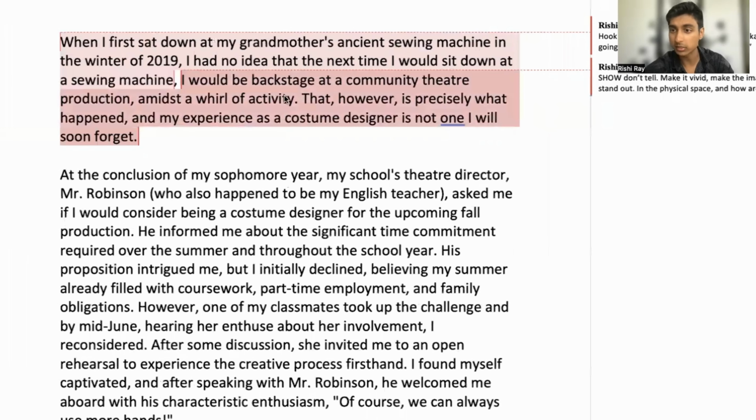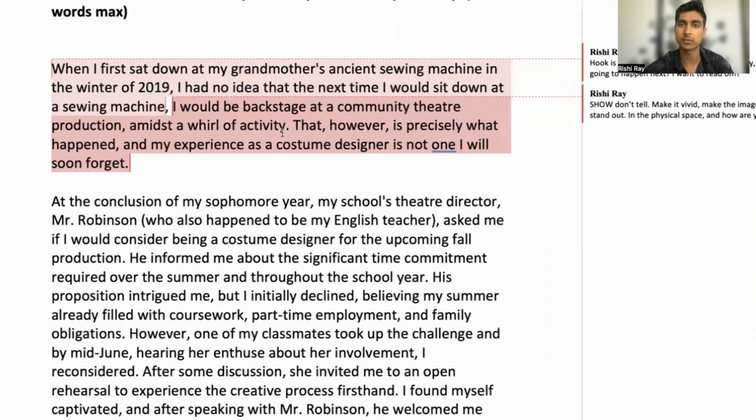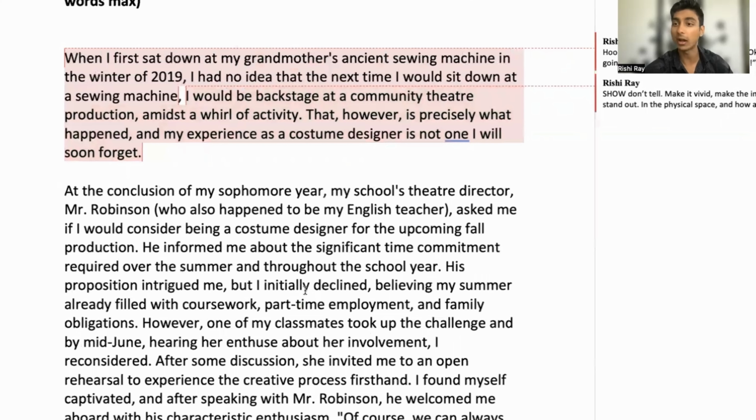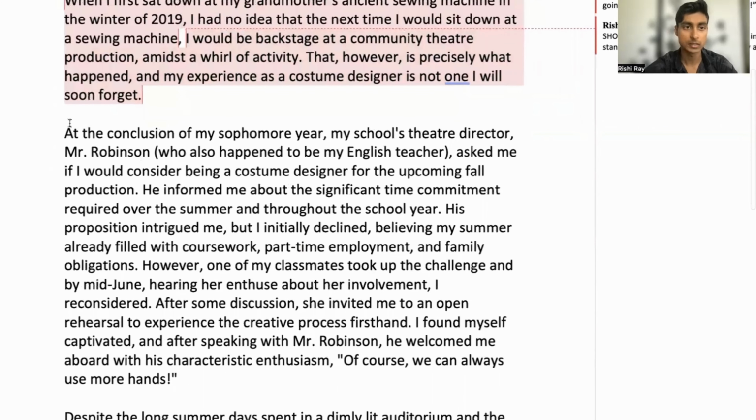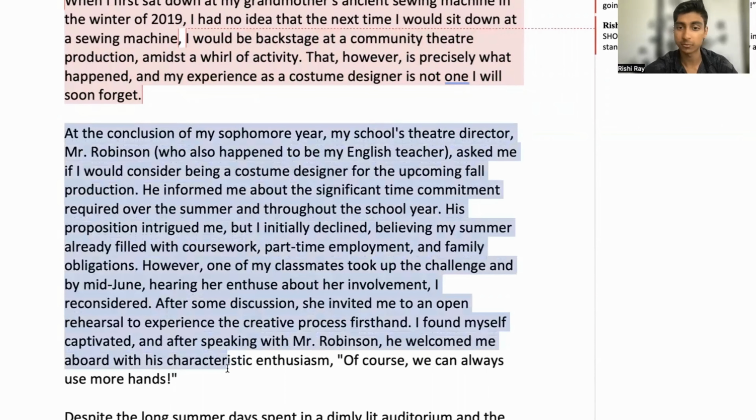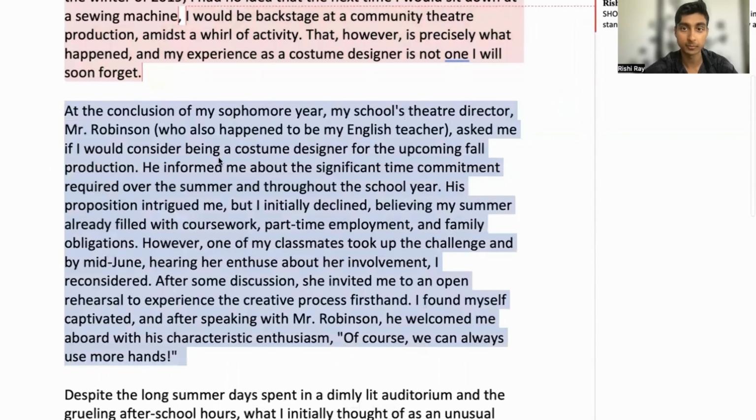So yes, this is introducing the scene, but the very first paragraph is super important to really catch attention, because these admissions officers are reviewing hundreds and hundreds of essays, right? You want to have that really catching first paragraph. Okay, next thing we'll look at is the next paragraph. Remember, we're going paragraph by paragraph here.